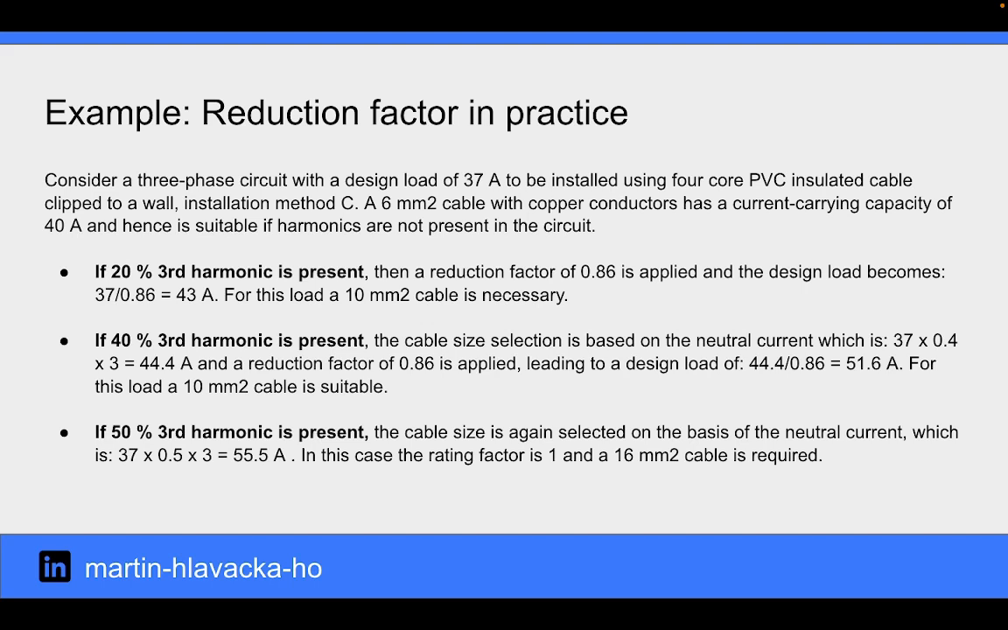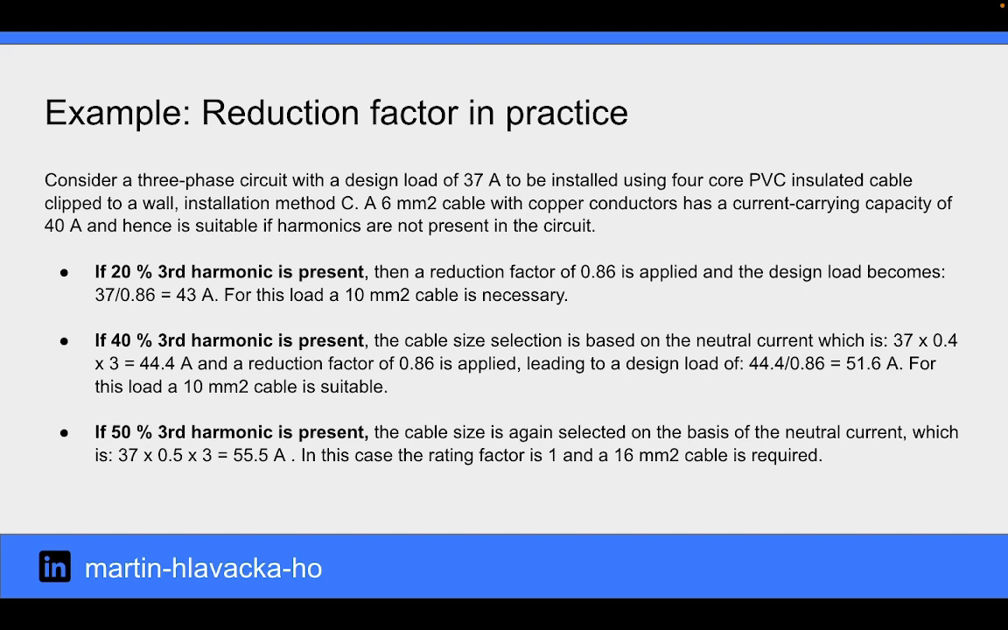But if the ratio of third harmonics is 20%, then a reduction factor of 0.86 is applied and the design load becomes 43 amps. For this load, a 10 mm cable is necessary.